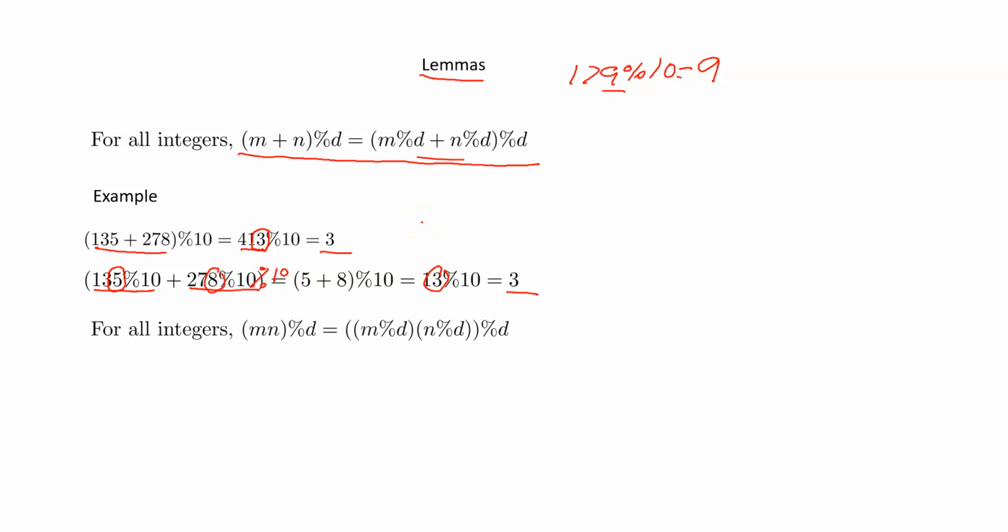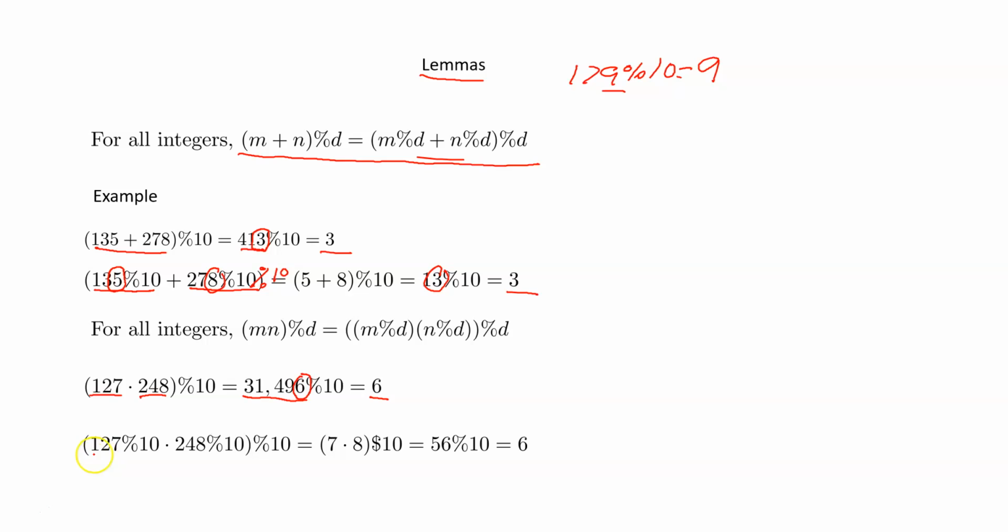The second one is just saying that it works also for multiplication. So if I multiply two numbers together like this, and I ask what the remainder is when I divide the whole thing by 10, that's just going to be the 6 here. I can also do this by first taking the remainder mod 10 of each of these. So I have 7 and 8, and I multiply those two together, which gives me 56, and then look at the ones digit there.